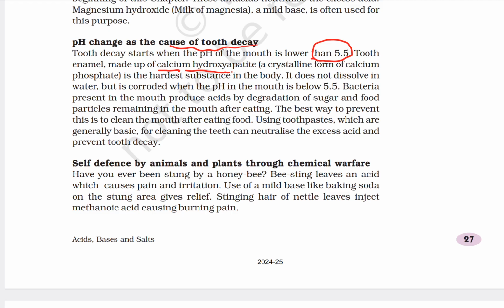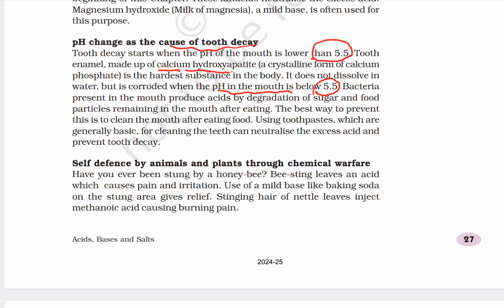So what happens? If the pH inside your mouth is below 5.5 due to the acidic nature, this enamel will be disrupted, and that is not at all good for your teeth. The enamel gets corroded when the pH is around 5.5 or lower. It forms due to bacteria present in the mouth that produce acids by degradation of sugar and food particles remaining in the mouth after eating.